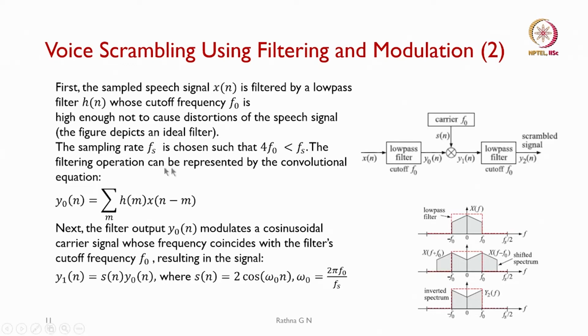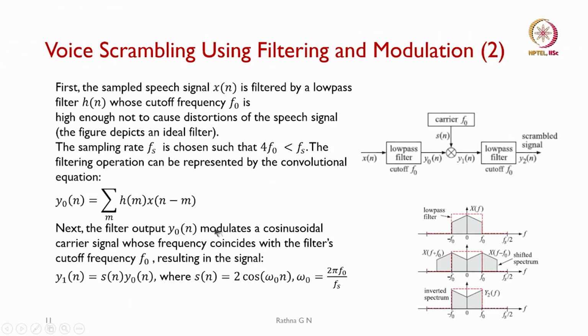The filtering operation can be represented by the convolution expansion. So we have y naught of n equal to the sum over m from 0 to the order of the filter. You can take it as L minus 1, or M minus 1 if it is the Mth order. So we have h of m into x of n minus m. If you take L, it becomes h of L into x of n minus L, which is our convolution. The notation can be any one of these that you assume.